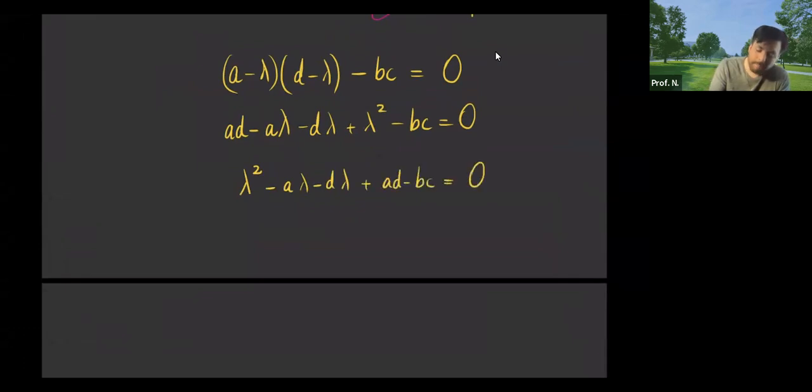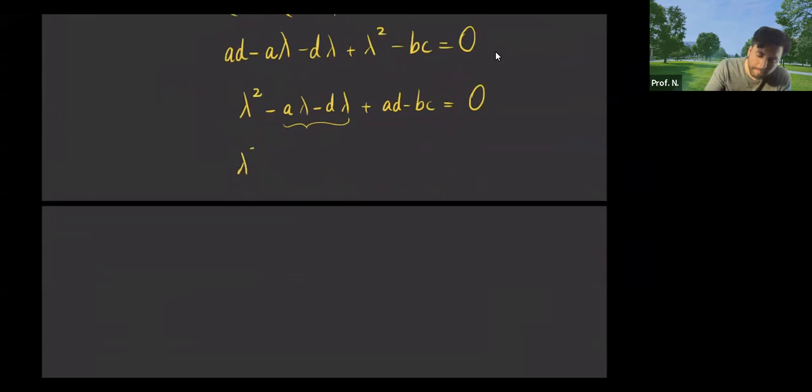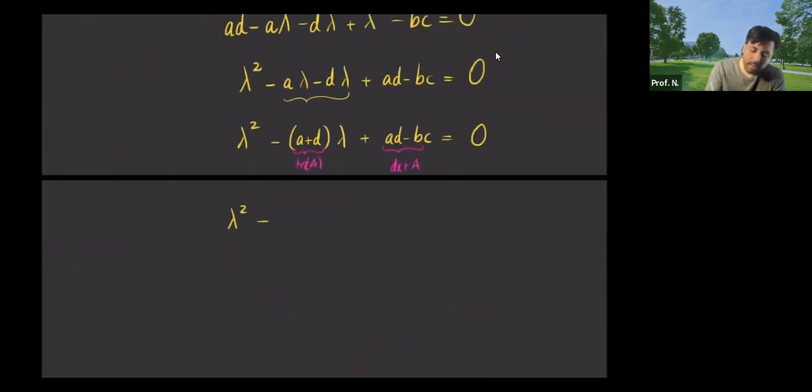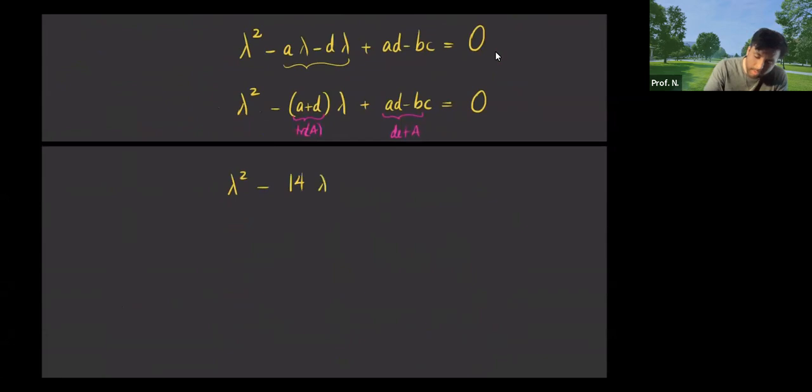Do you see that I can factor out a minus lambda here? So this becomes lambda squared minus (A plus D) lambda plus AD minus BC equals 0. But wait a minute, what is this? It's the determinant. And what is this? The trace. Very convenient, because then the characteristic polynomial is simply lambda squared minus the trace, which is 14, lambda plus 45 equals 0.